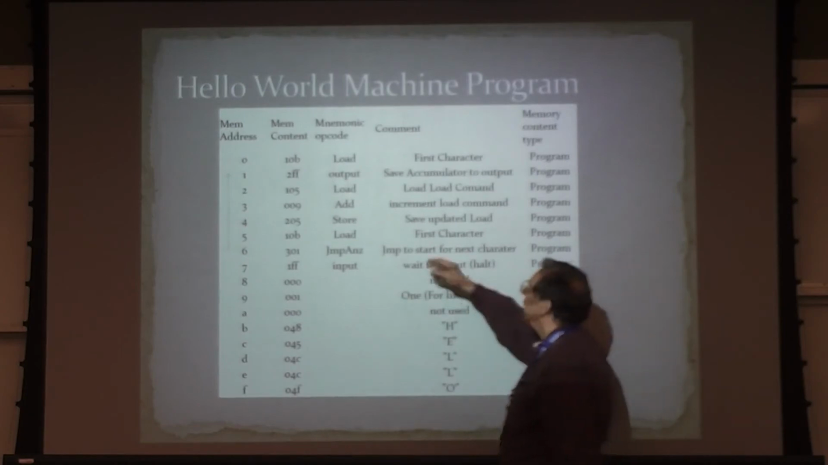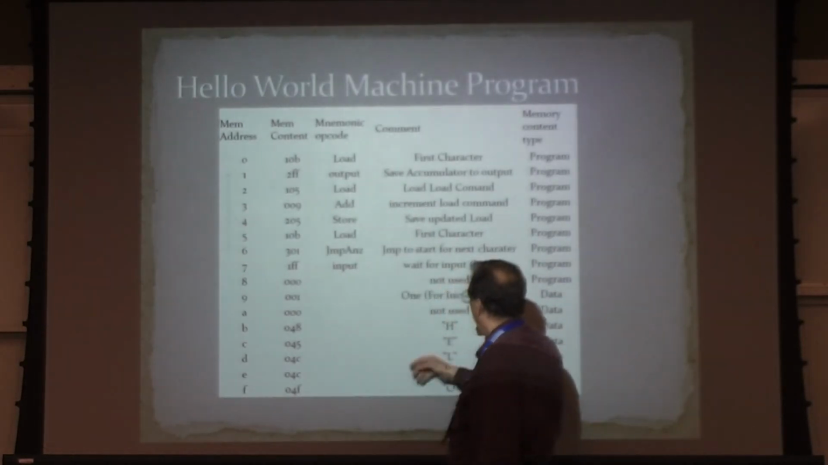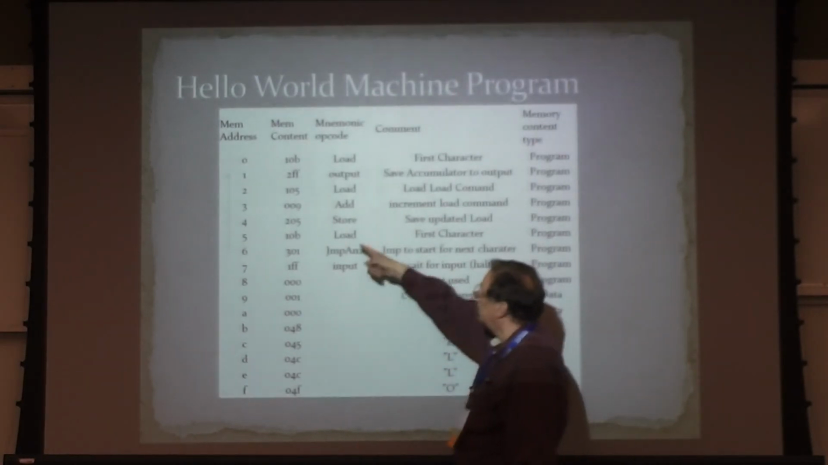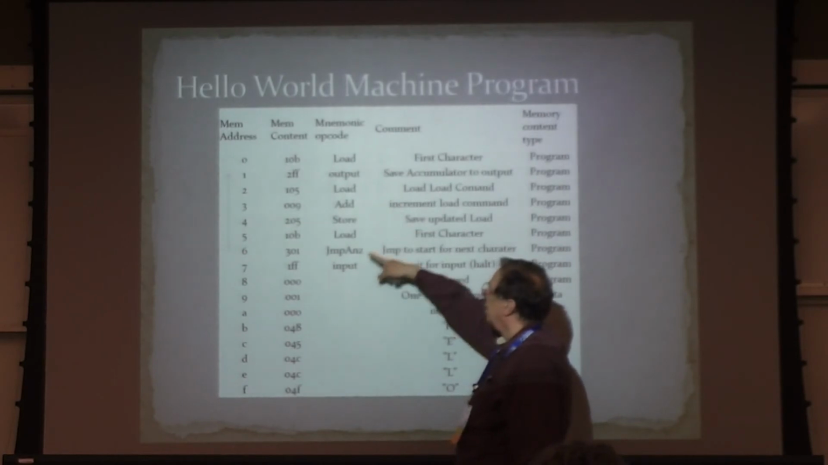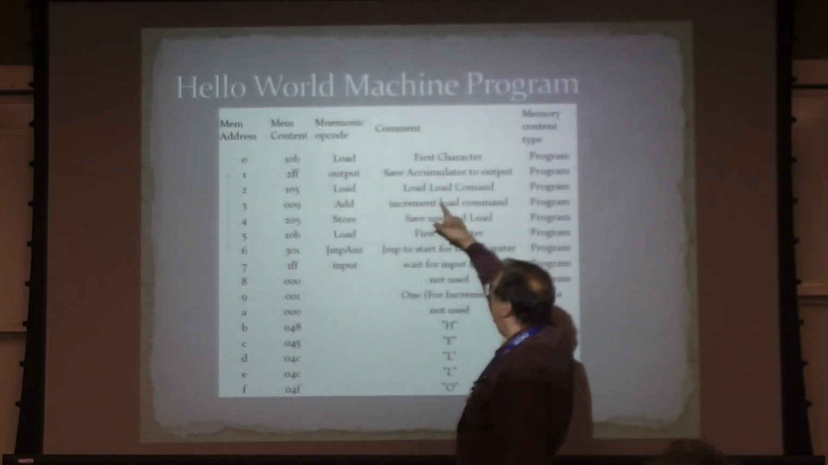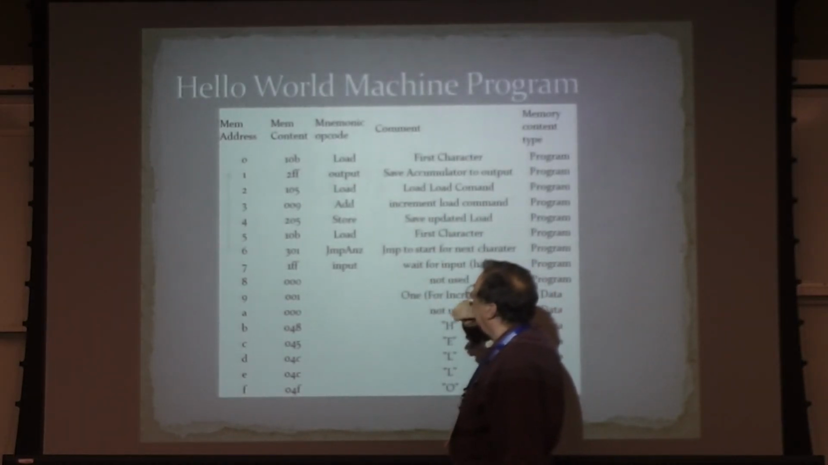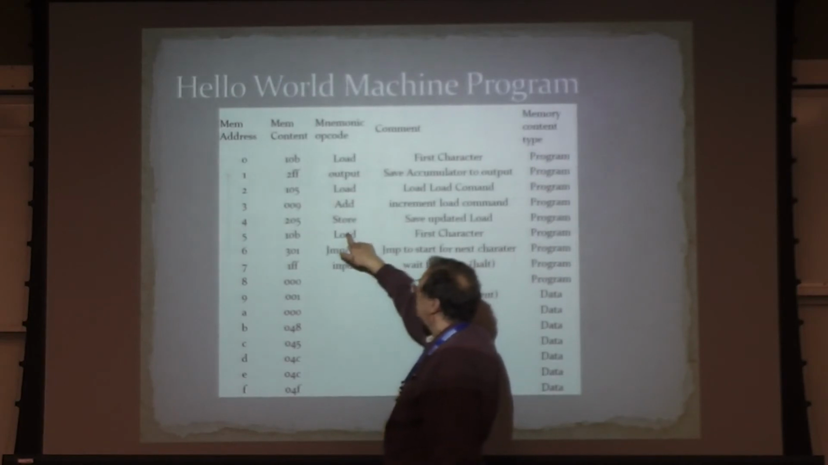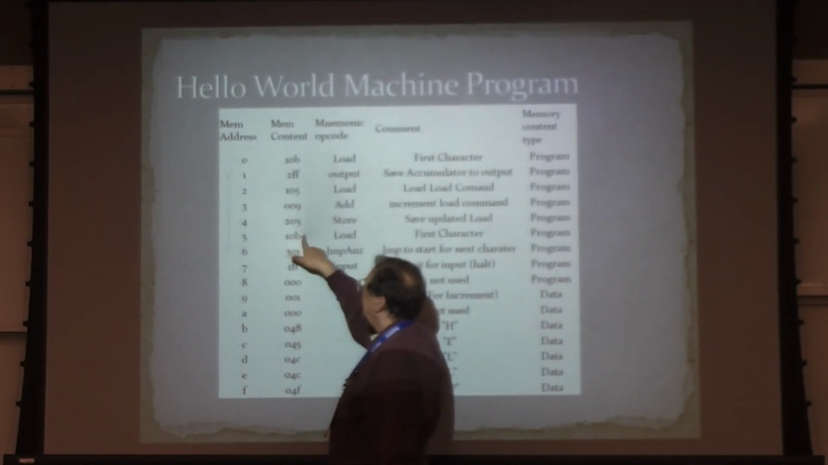So what I do in here is I load the location in the first character. So down here is just characters. So here's my H. So this says load from memory location B, which is the H, into the accumulator. We output that to the display. And then, this is the really tricky, subtle thing. Here I'm going to load the next character. I load that instruction into the accumulator.